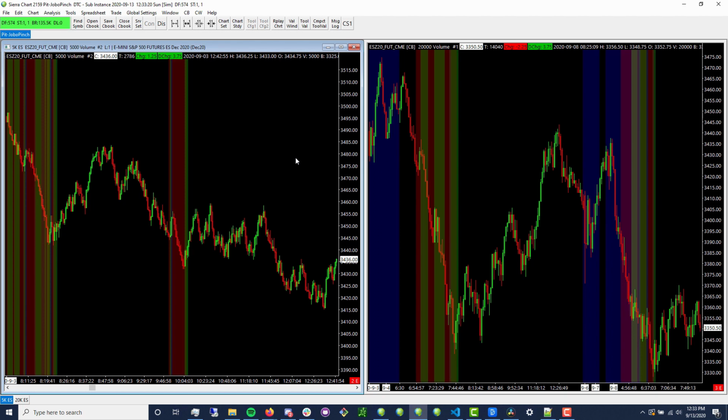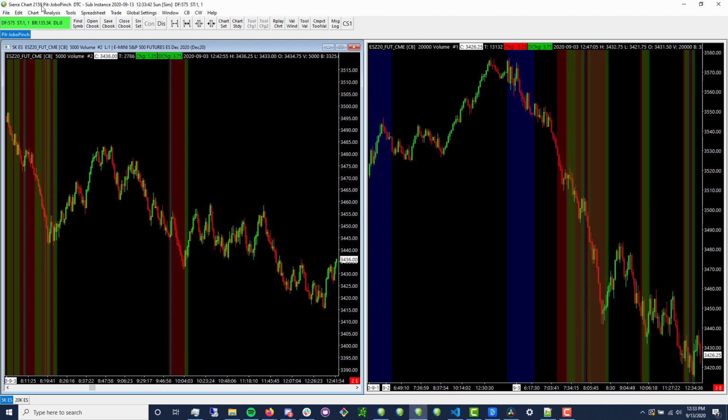Alright, so we have a 5,000 trade chart with the Jobo pinch on our left and a 20,000 trade chart over on our right. And the 5,000 trade chart is only looking for Jobo pinches whenever the pinch is also open or pinching on the 20,000 trade chart.